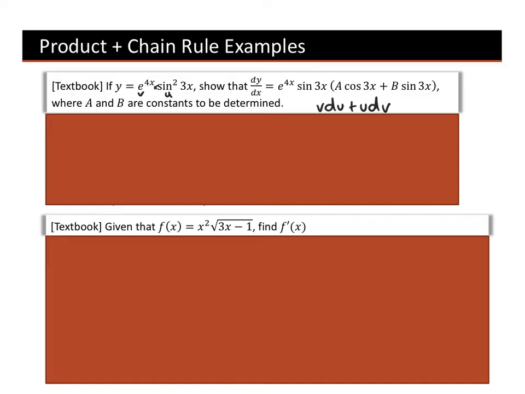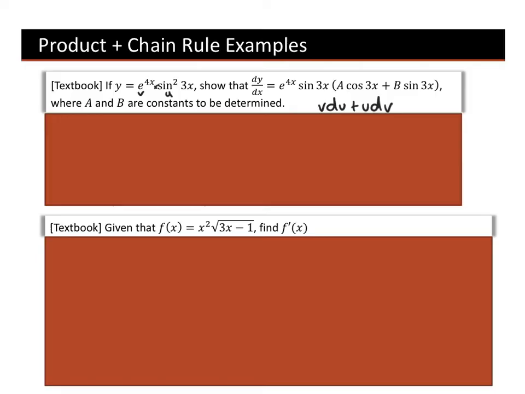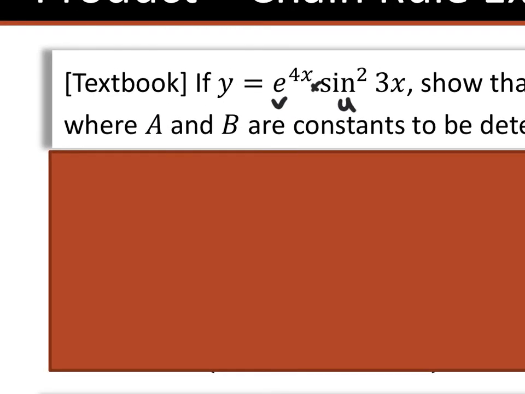Absolutely not. Now, this is a bit more complicated, so I'm going to write it out. So v equals e to the power of 4x, dv equals 4e to the power of 4x. U equals, remember, if it's sine squared, I need to rewrite it: sine of 3x, squared. You're going to notice whenever we have a sine and a number in front of the function and it's in a bracket, we're going to have to use chain rule twice.